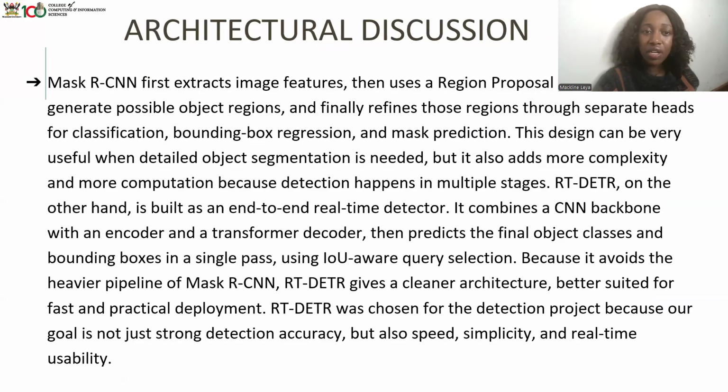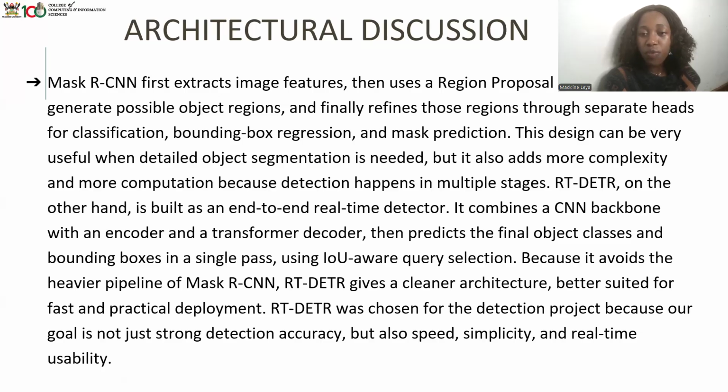Mask R-CNN is a two-stage model. It first extracts image features, then uses the RPN to generate the possible object regions, and then afterwards it refines those regions through separate heads for classification, bounding box regression, and also mask prediction. So this design can be very useful, as long as we need detailed object segmentation, then Mask R-CNN would be the best for that case. But for us, we need something which is fast and can be practically deployed.